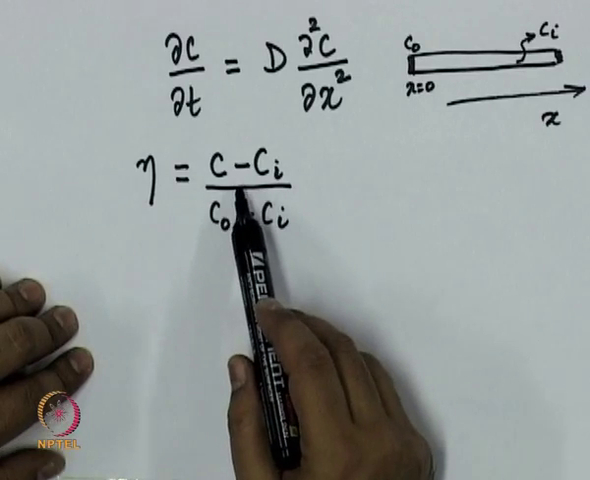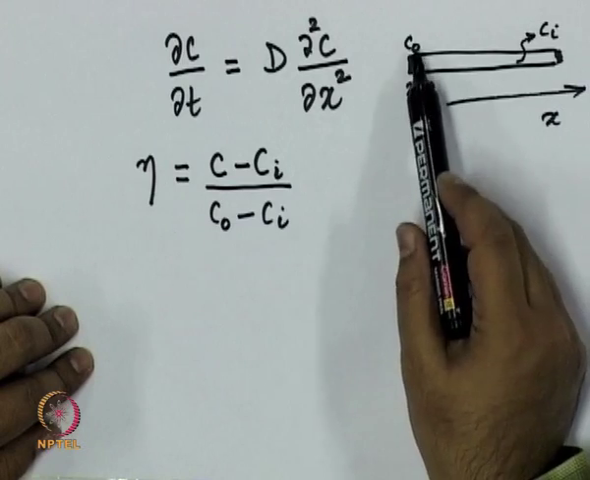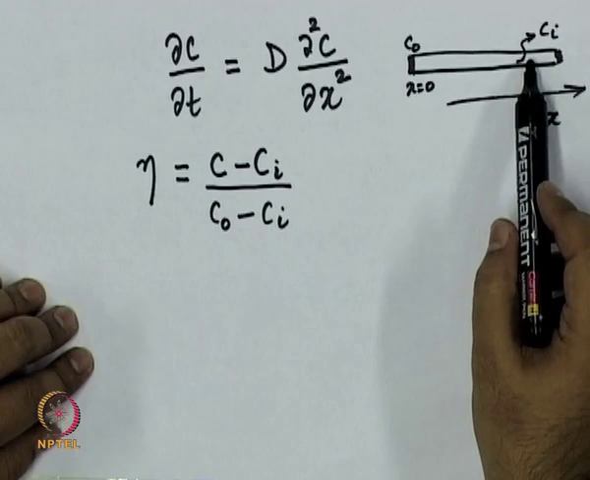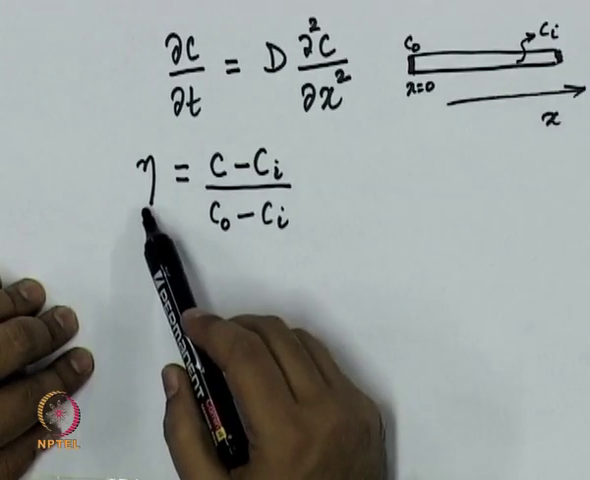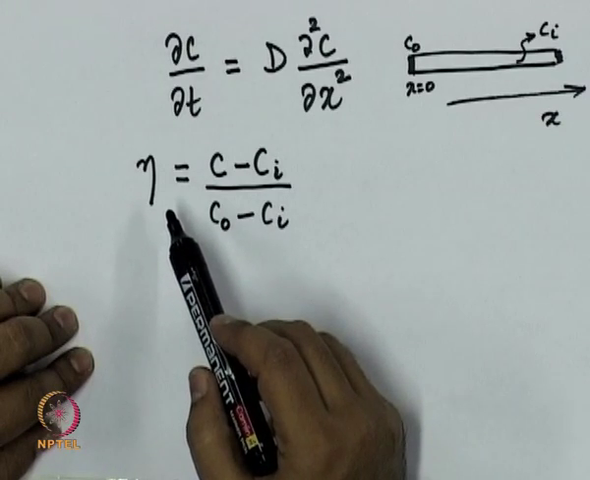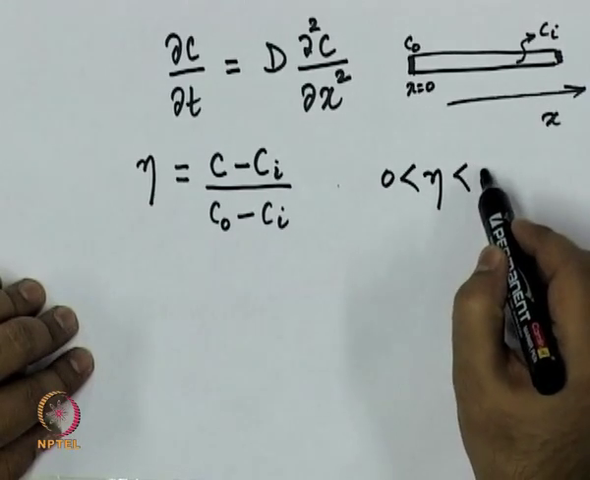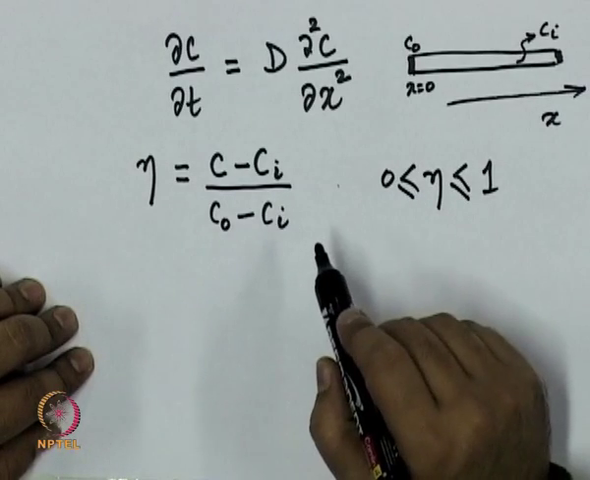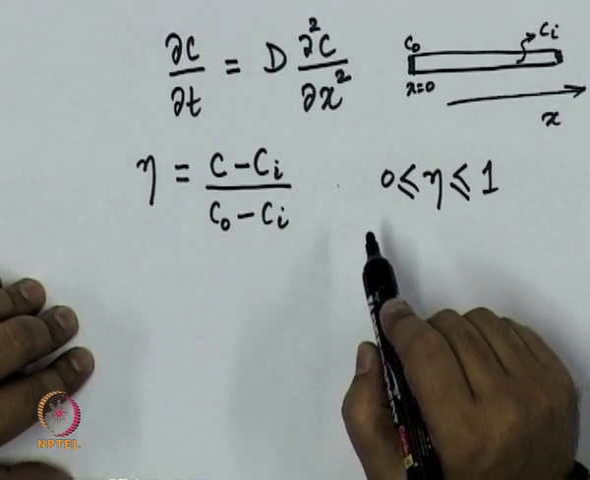So, you can see the advantage of doing this is that at x equal to 0, when C is C0, eta is going to become 1, and everywhere else where it is Ci, eta is going to become 0. So, eta is a variable that now runs between 0 and 1, right. The range of eta becomes 0 and 1, right. It could be equal to 0, equal to 1, but anywhere in between it will be between 0 and 1.